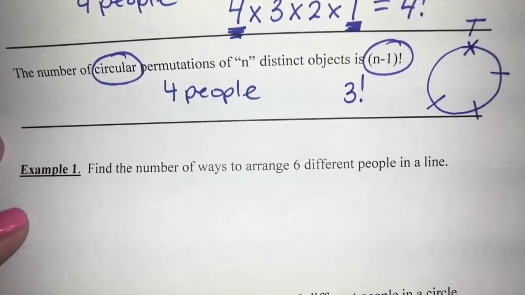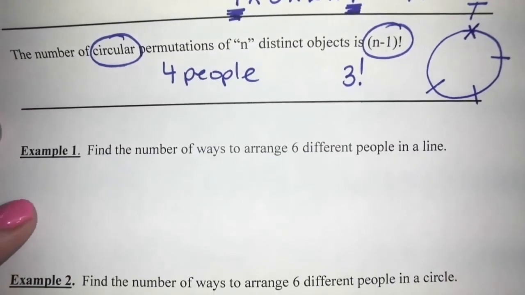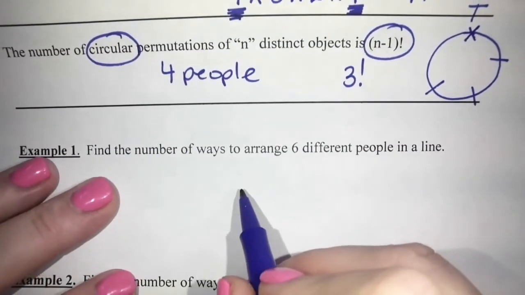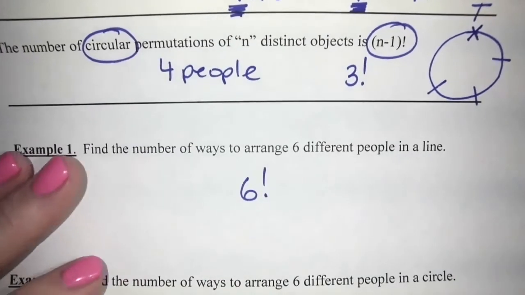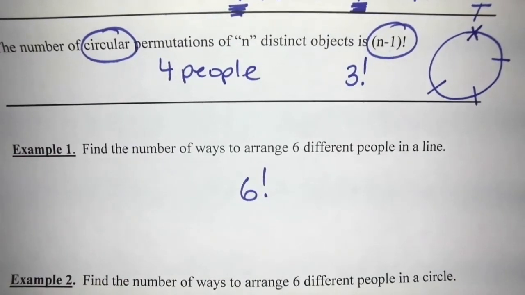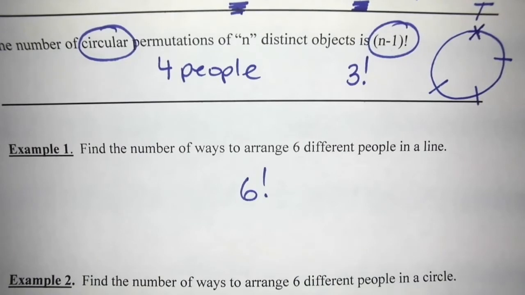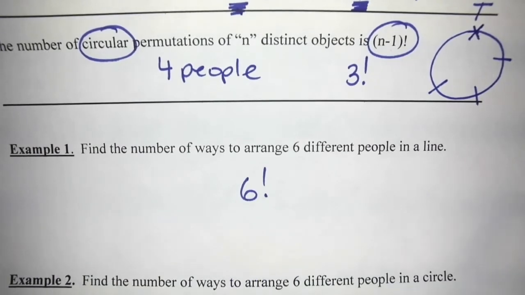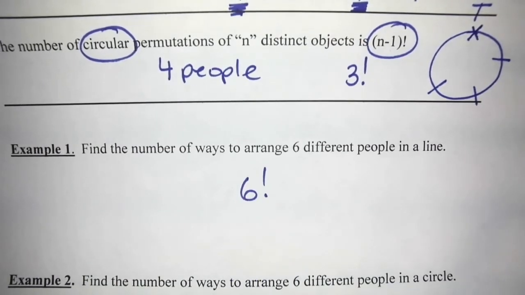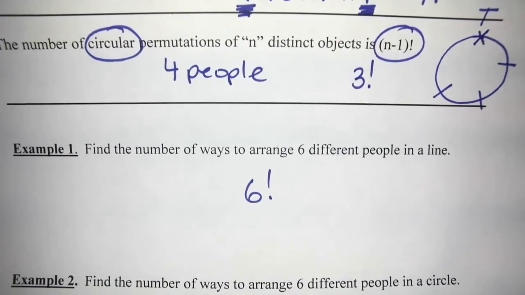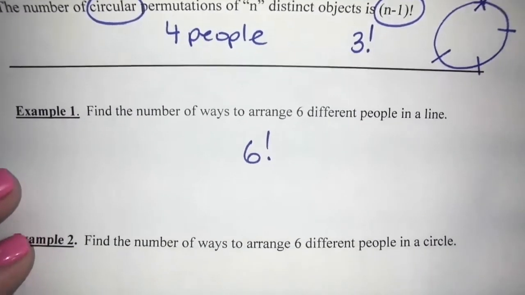Example 1, find the number of ways to arrange 6 different people in a line. So this would be 6 factorial. And you can just leave it like that. On the exam, the answer would be just 6 factorial. Sometimes they'll make you work it out. So something like 4 factorial, they might make you do it. We'll talk about how to do that in a second.